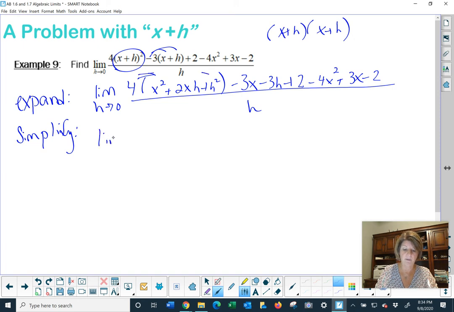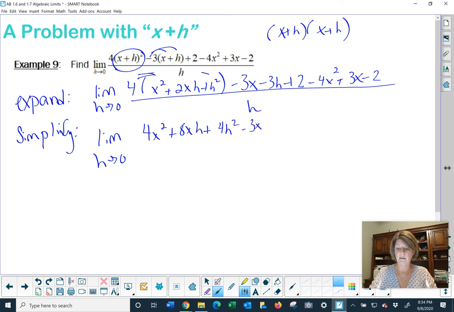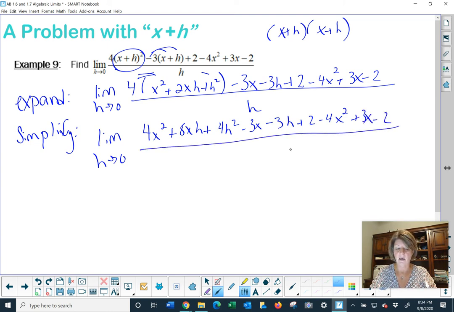So let's keep, we're really kind of still expanding, aren't we? We get 4x squared plus 8xh plus 4h squared minus 3x minus 3h plus 2 minus 4x squared plus 3x minus 2. So many terms all over h. So let's look and simplify what we can.